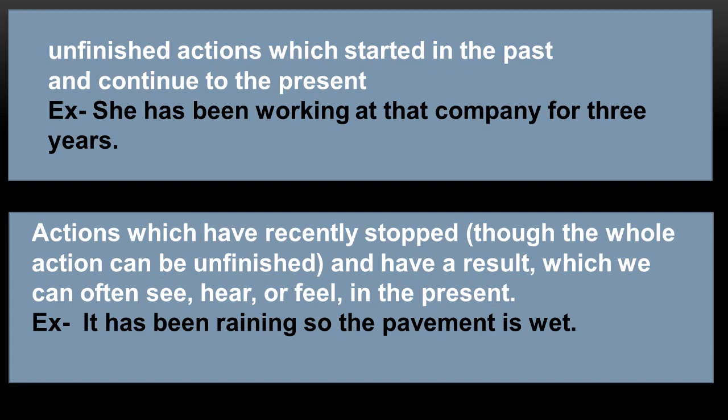For example, it has been raining, so the pavement is wet. It has been raining, so the result is that the pavement is wet. So these were the two uses of present perfect continuous tense.